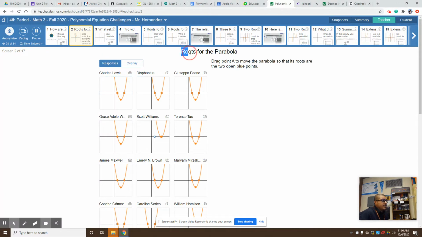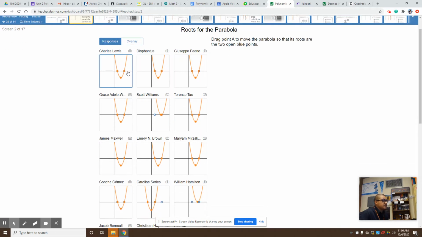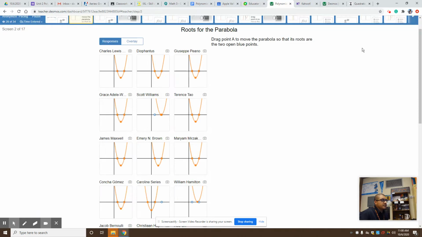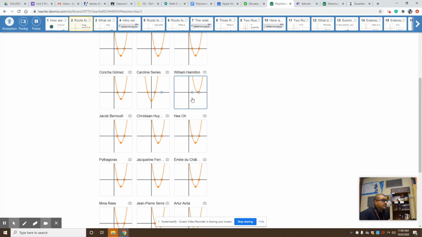I did want to go over this Desmos activity. Roots right now will be the same as x-intercepts. They're going to be synonyms. And so it talks about having two x-intercepts, which these all do. This one, however, I would drag down so that the two x-intercepts are around these two dots that they give you.